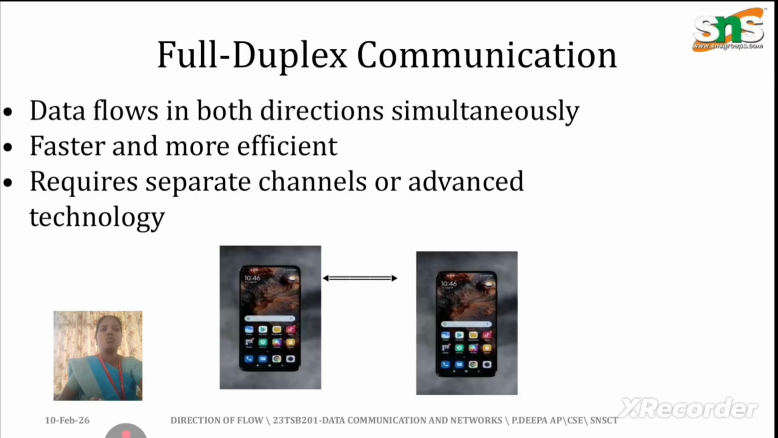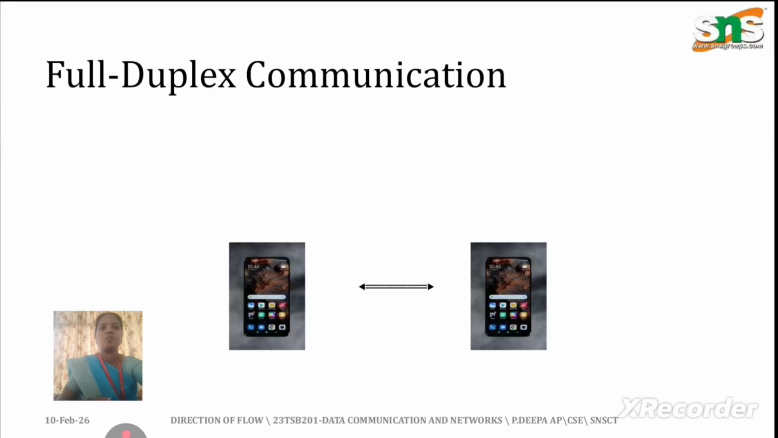When we observe real life applications, we can clearly see how these three types of data flow are used around us. For example, simplex is used where information only needs to be delivered. Half duplex is used where turn-based communication is enough. Full duplex is used where real-time interaction is critical. Each mode has its own purpose, advantages, and limitations.